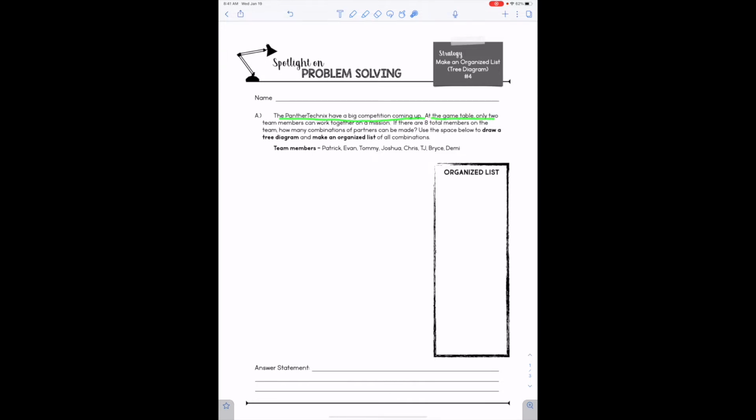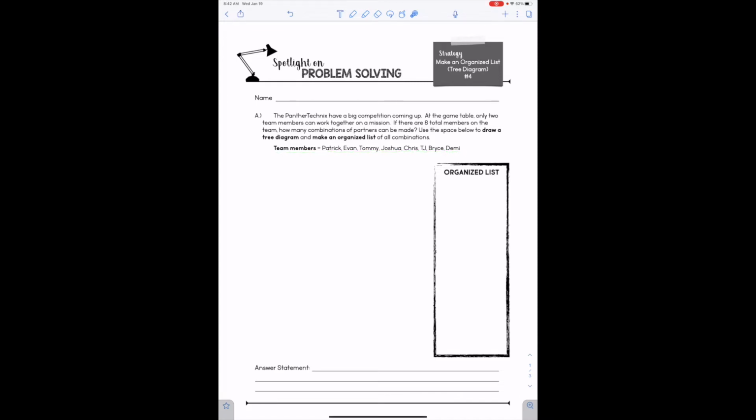At the game table, only 2 members can work together on a mission. If there are 8 total members on the team, how many combinations of partners can be made? Use the space below to draw a tree diagram and make an organized list of all combinations. Team members are Patrick, Evan, Tommy, Joshua, Chris, TJ, Bryce, and Demi.